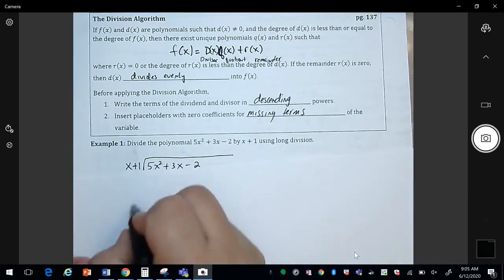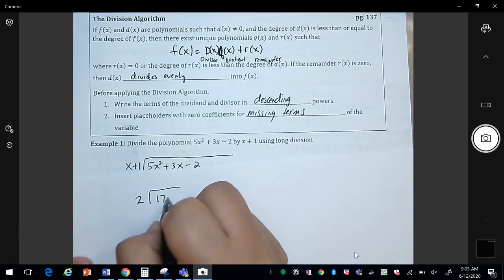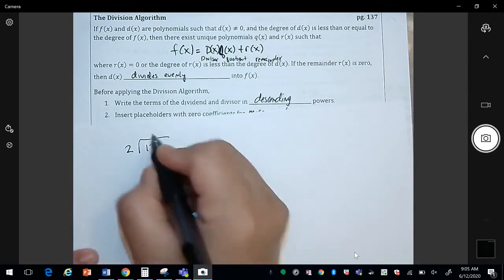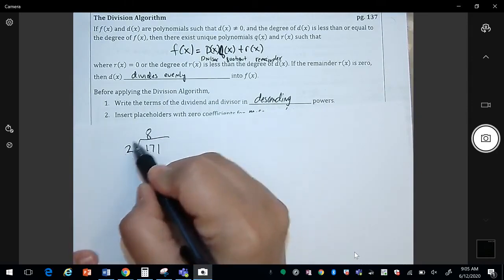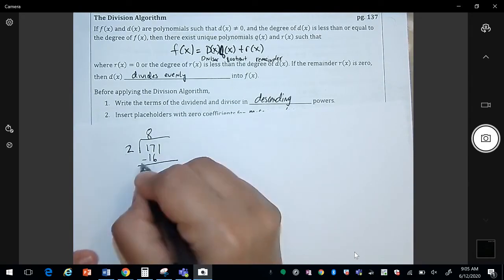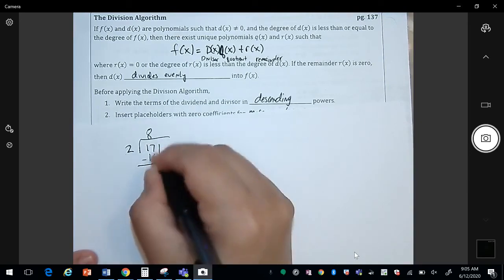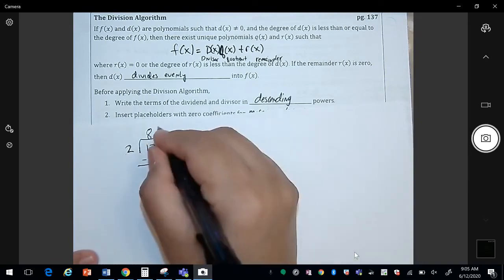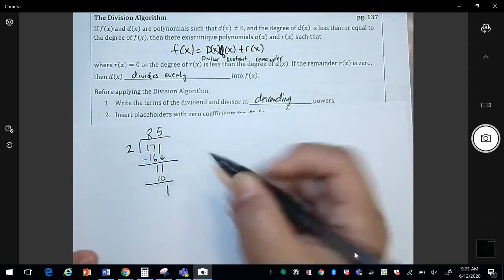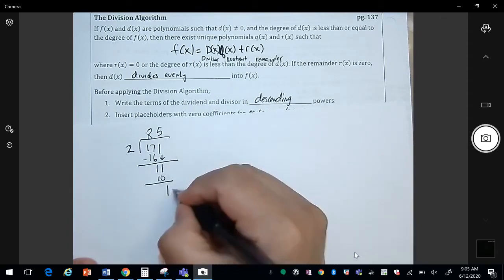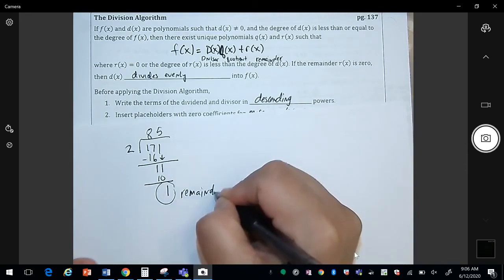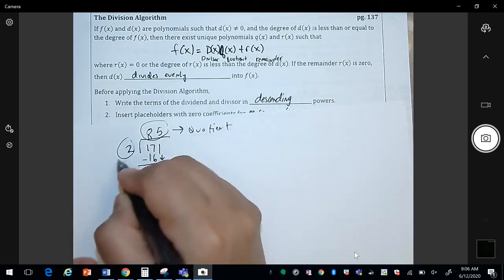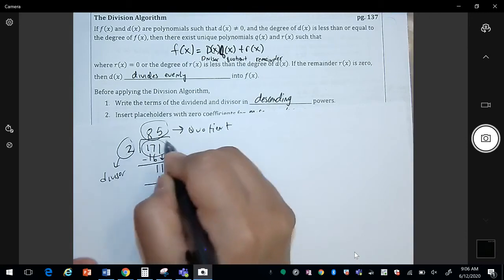When we're dividing a number, let's say something like this, we ask ourselves, how many times does 2 go into 17? That's 8. So then we multiply 8 times 2, which is 16. And then we subtract, 17 minus 16 is 1. Then we bring down the next number, and we start the process again. 2 goes into 11 5 times. And now since 2 is greater than 1, we can stop. This is your remainder. This is your quotient. This is your divisor. And this number is your dividend.